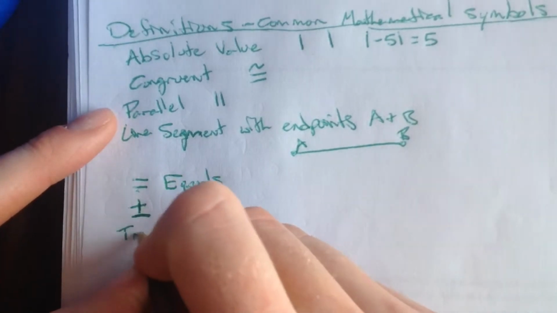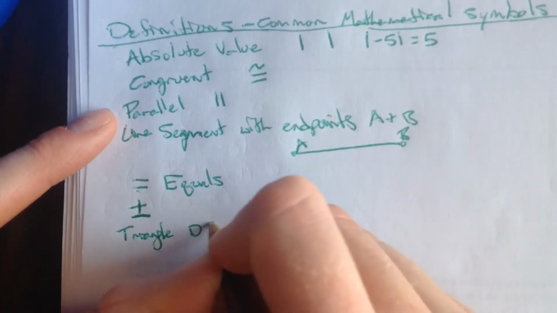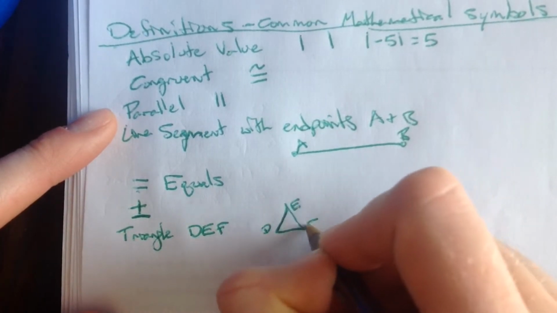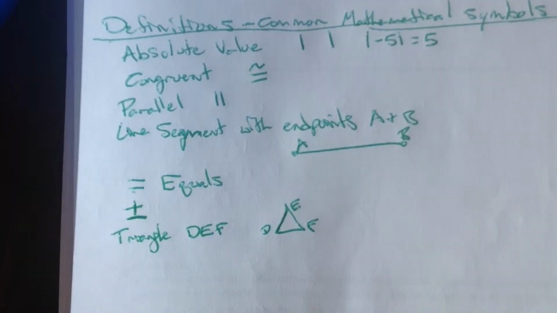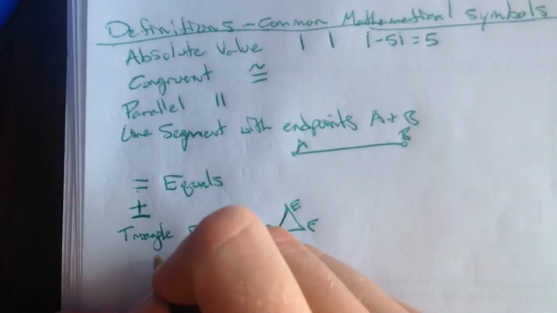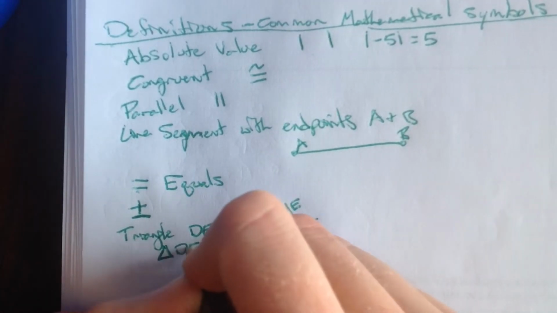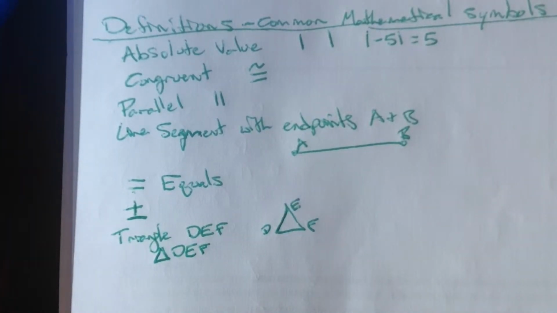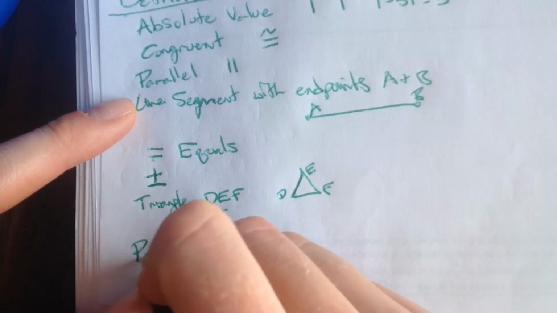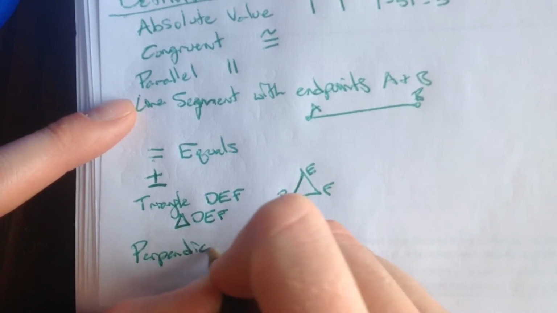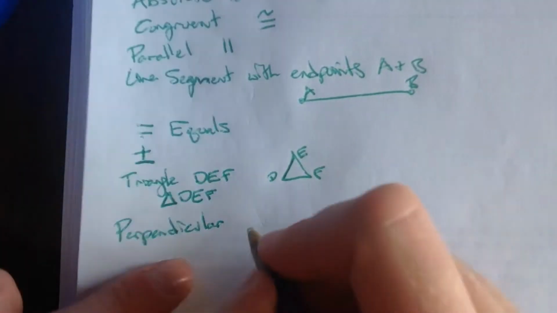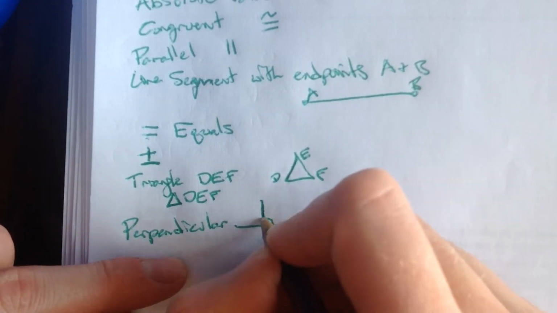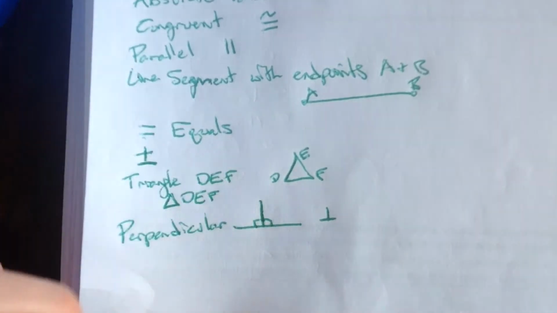If we said triangle DEF, then we have D, E, F as our points around the triangle. Another way to signify this would be to put triangle DEF as an actual triangle symbol rather than write it out. If things are perpendicular, this means that where they intersect forms a 90-degree angle, and it has a symbol like this. It looks like this, but you can write it as something small like that.